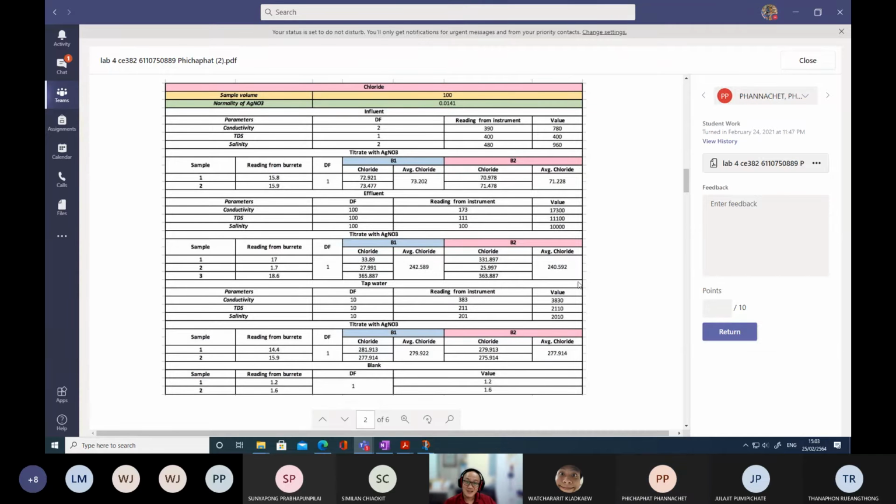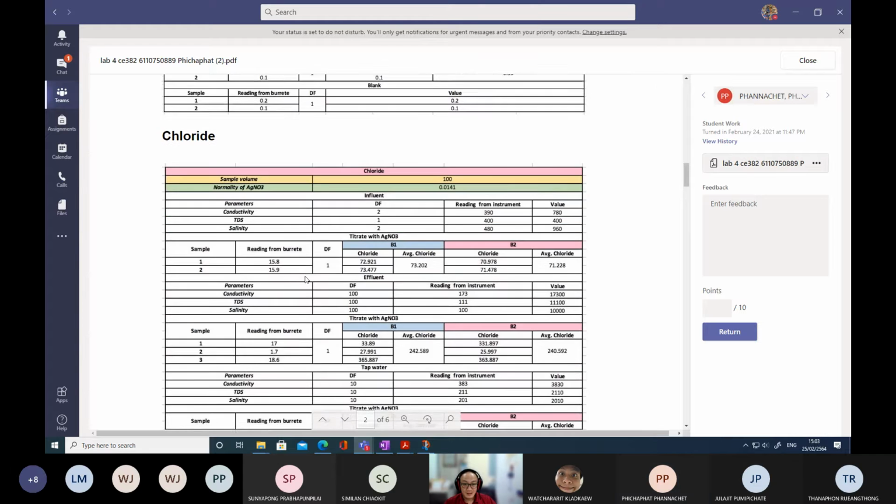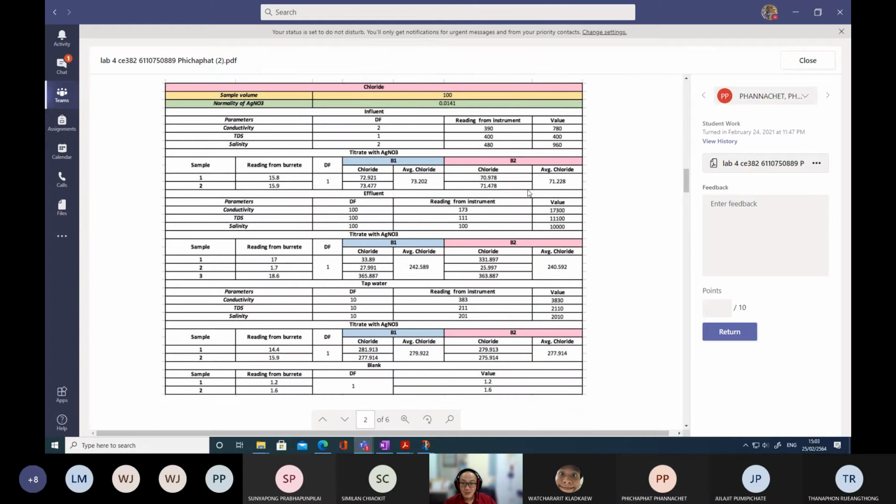Okay. So this is the point you missed. And what about the other parameters? Have you considered conductivity, TDS, and the salinity?